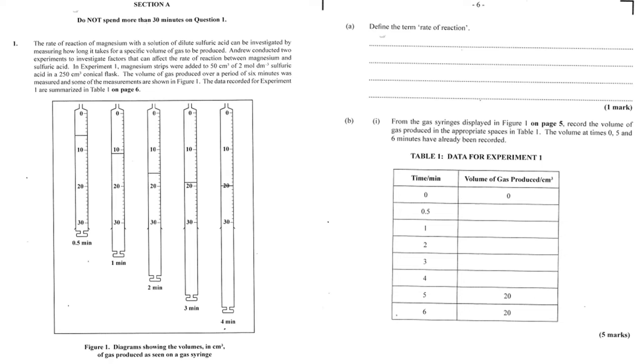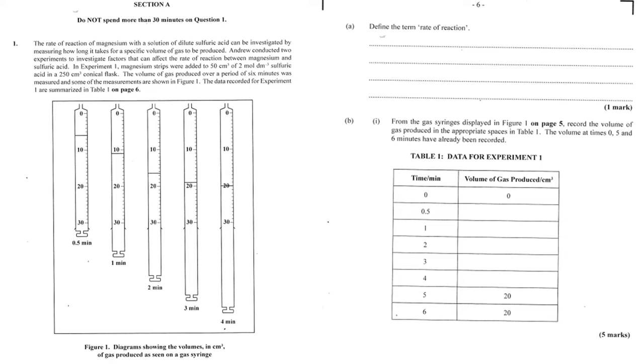In experiment 1, magnesium strips were added to 50 cm³ of 2 mol/dm³ sulfuric acid in a 250 cm³ conical flask. The volume of gas produced over a period of 6 minutes was measured, and some of the measurements are shown in figure 1. The data recorded for experiment 1 are summarized in table 1 on page 6.